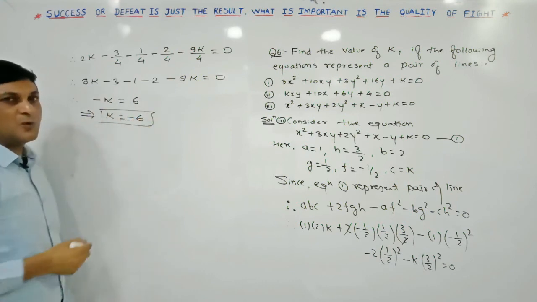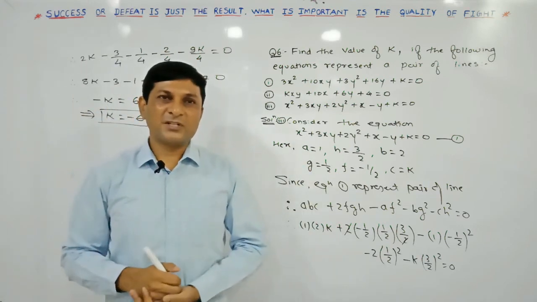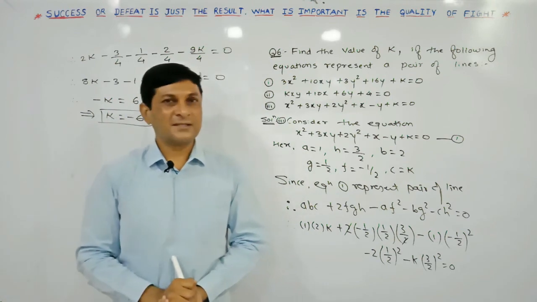In this way we have got our required value of k. So here we have completed question number 6. The remaining examples from this exercise we will discuss in the next video.